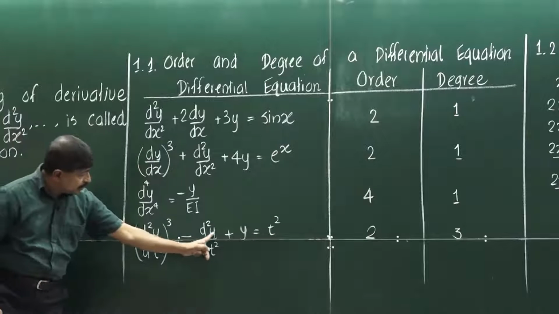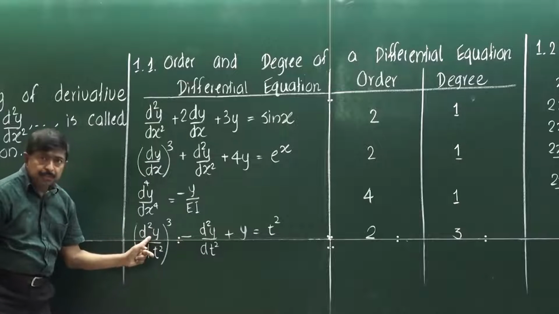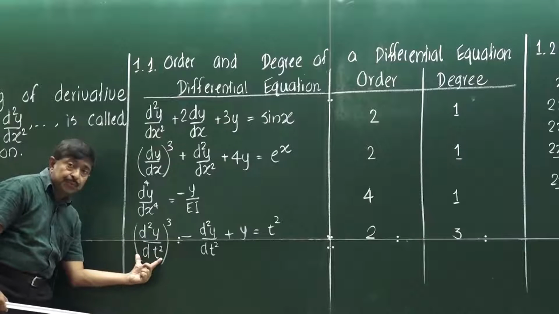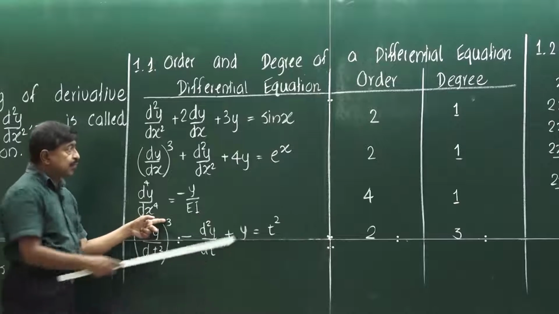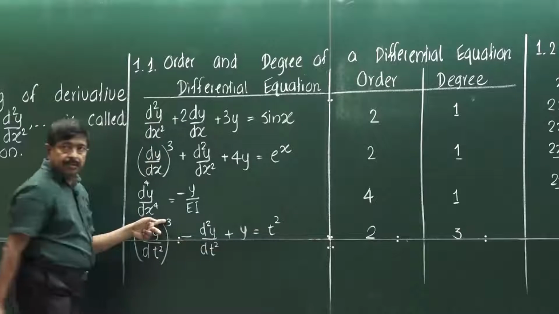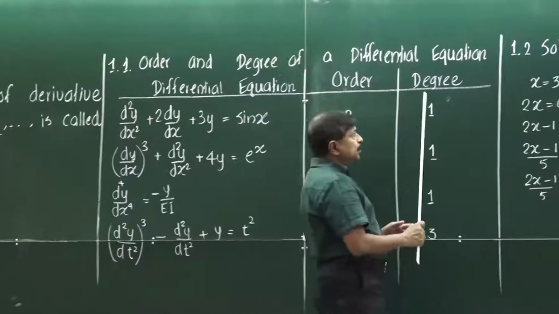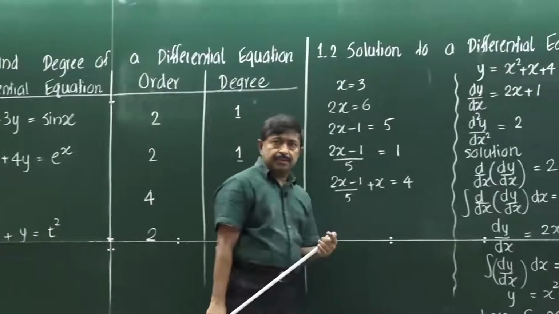But here, there are two derivative terms, both are of the same order, 2, 2. However, this is raised to its third power, therefore the degree is 3, right. Now let us get into the solution of a differential equation.